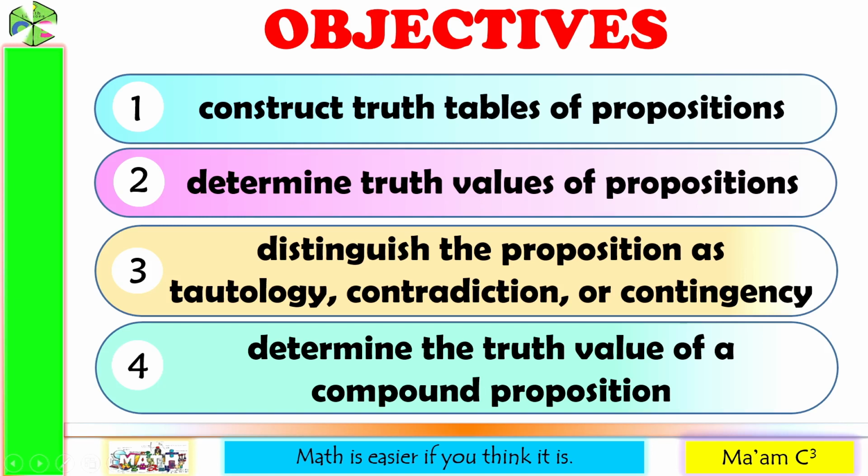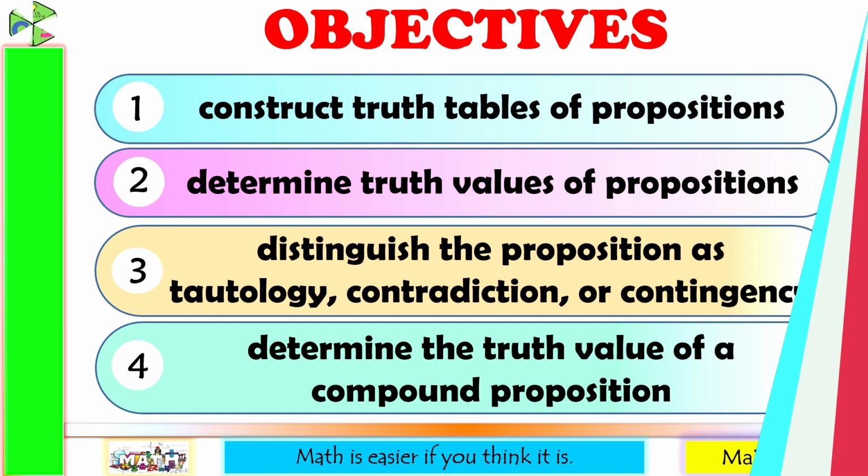Our objectives in this lesson are the following. Construct truth tables of propositions. Determine truth values of propositions. Distinguish the proposition as tautology, contradiction, or contingency. And determine the truth value of a compound proposition.